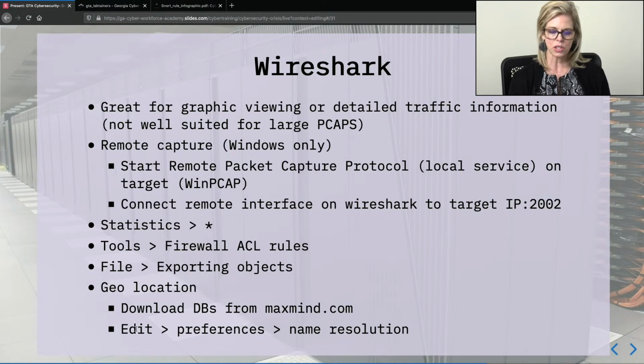You would go into Edit and Preferences, go into Name Resolution, and from there you would upload your database from MaxMind. You're actually going to do this in your lab, which I believe is the packet introspective lab, and you'll do this functionality and answer some questions as a result.